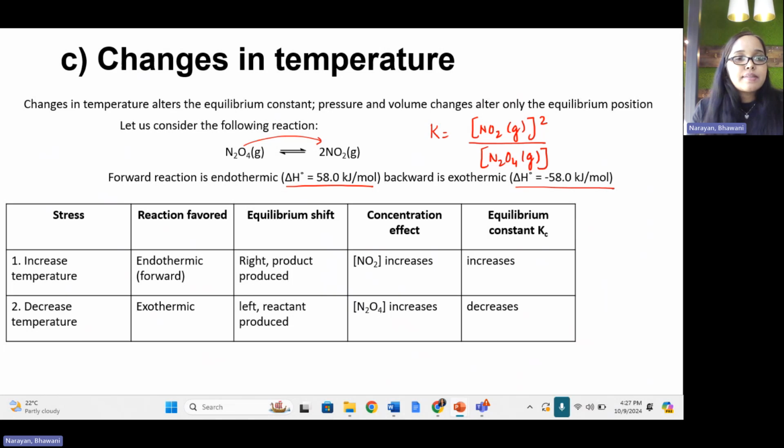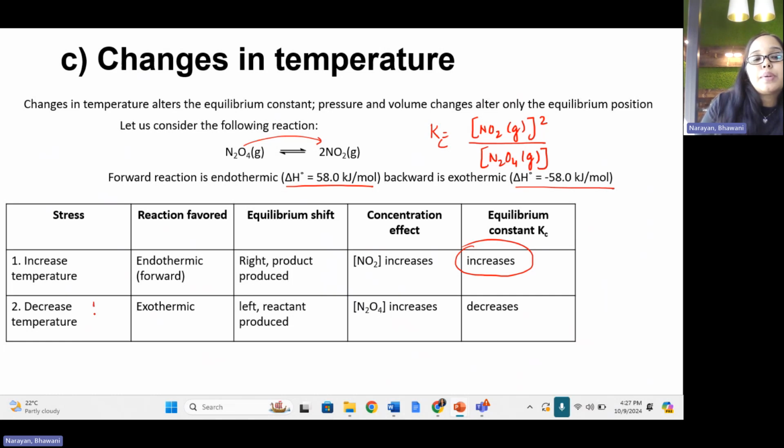So NO2 increases, equilibrium constant Kc increases. Now that's an important point which we did not find in the other two because temperature changes actually change the Kc. So you will be asked whether the equilibrium constant Kc increases or decreases. If it increases, to what value? If it decreases, what is the new value? These could be the kind of questions which could be asked here. Okay, so be ready for that.